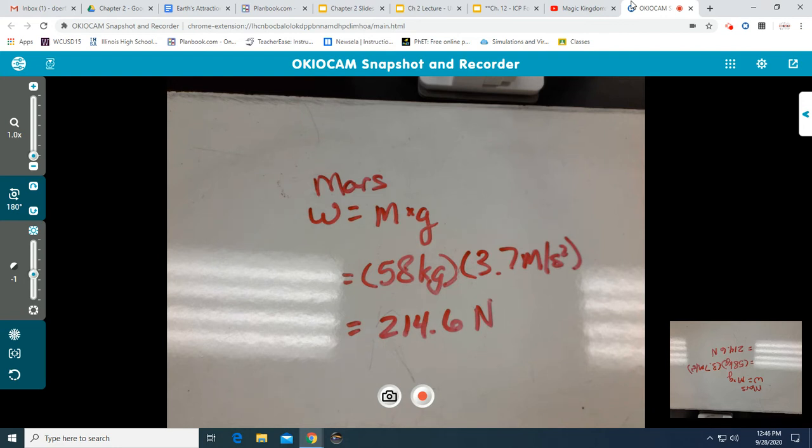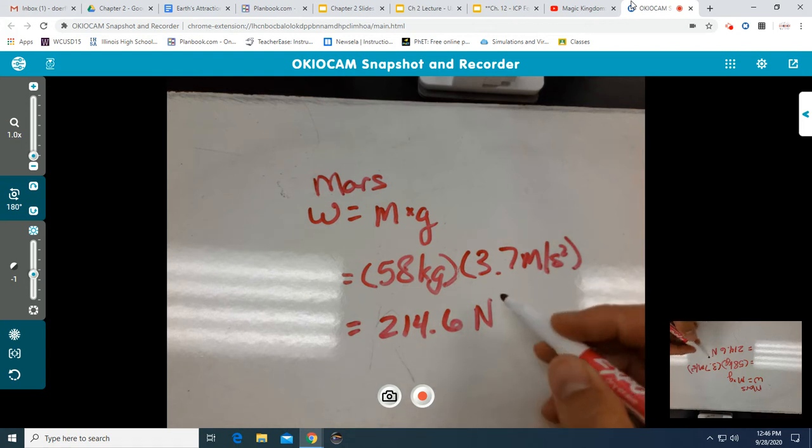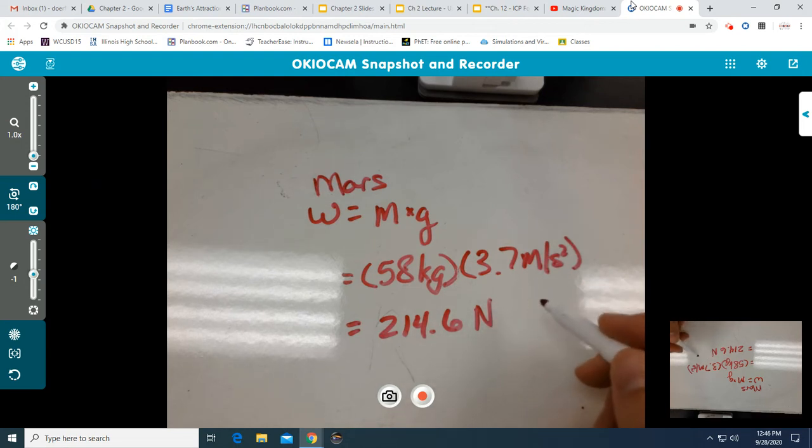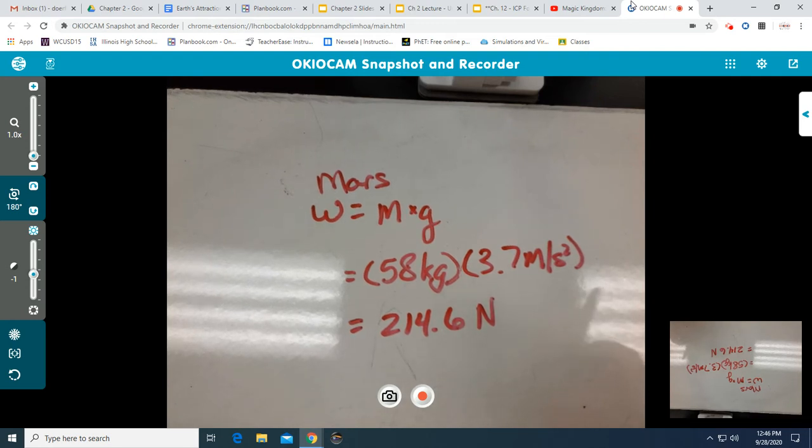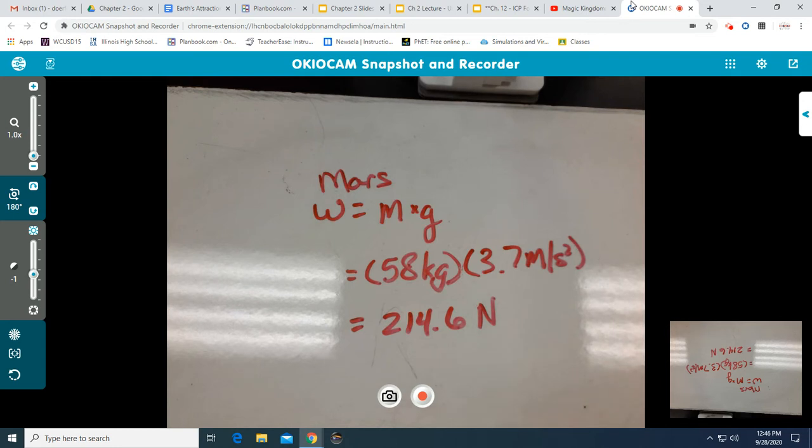On Mars, you're going to feel like you are about 30% of what your initial weight would be. Now, this isn't like saying I'm 214.6 pounds or 568.4 pounds. No, there's a conversion that you would have to do between newtons and pounds. Okay, if you're talking about 58 kilograms, and this is just a ballpark, you're looking at less than 120 pounds on Earth. So it's not crazy big. Okay, it's normal weight.